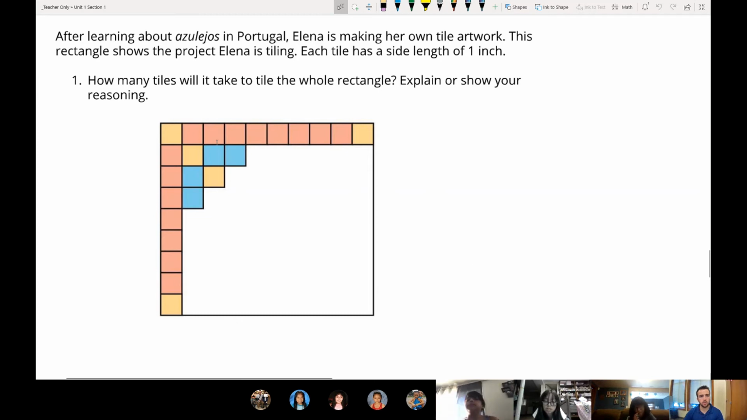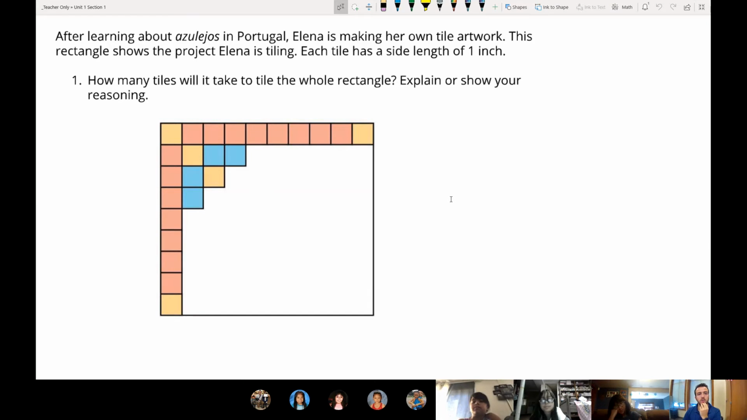Okay, so it looks like we have a start to a rectangle that Elena is tiling. And we want to know how many tiles it will take to fill this entire rectangle. Does anyone have any ideas on how we might be able to do that? Figure out how many tiles fill the whole rectangle. Adelina? We could use the rows and columns to figure out how much tile she's going to need and how much it's going to take to fill it up.